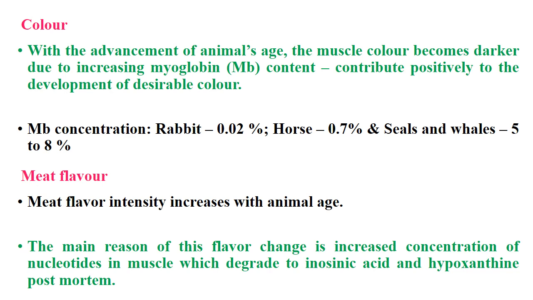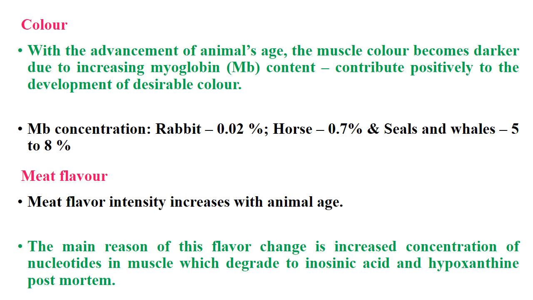However, with age also color changes. With advancement of animal age, the muscle color becomes darker due to an increase in myoglobin content. So at a young age, myoglobin is less. At a higher age, myoglobin is more. So the meat from an older animal will be dark in color. So this is a positive contribution towards the color of meat.